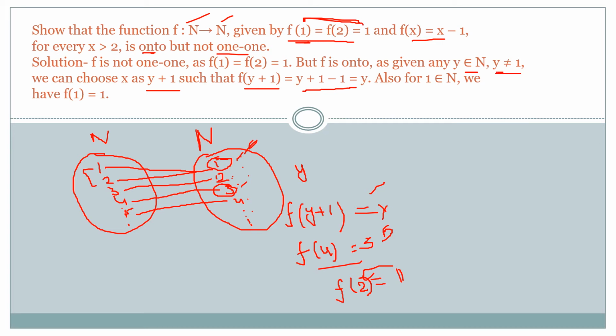That's why we are not taking 1 here, and we can choose x as y plus 1 such that f of y plus 1 is equal to y. And for 1 belonging to the natural numbers, we have already defined the function as f of 1 is 1, therefore this function is onto. So I think this will be clear.